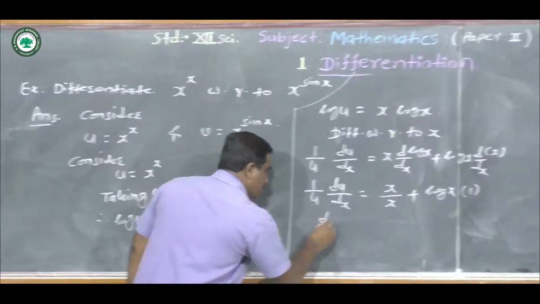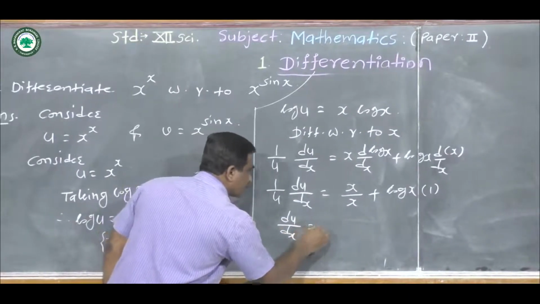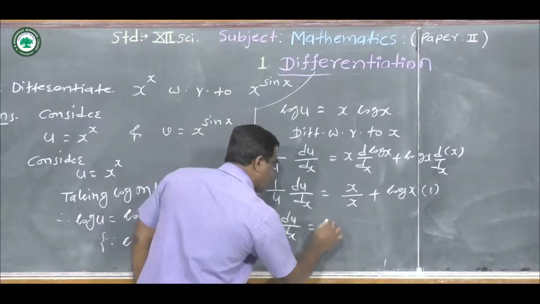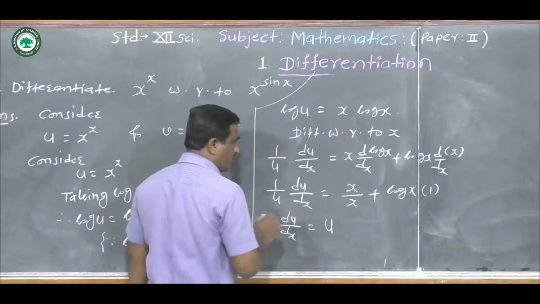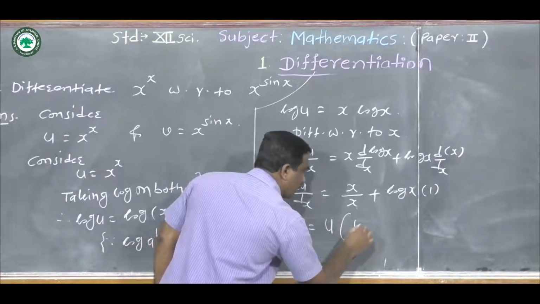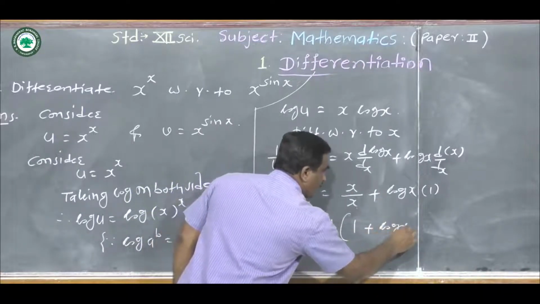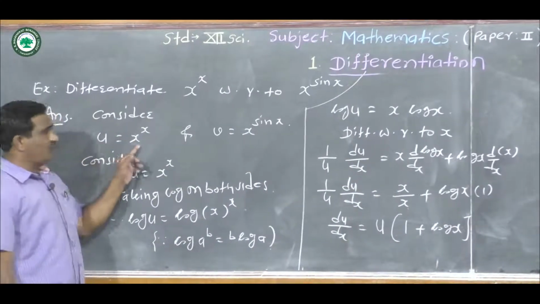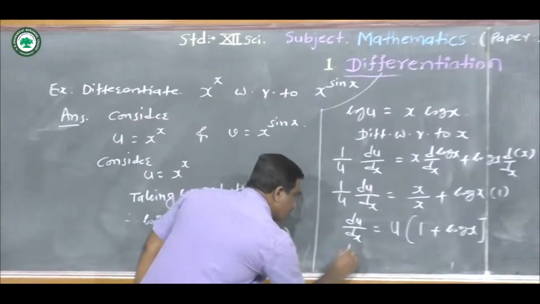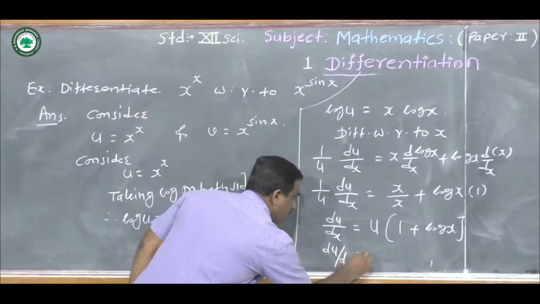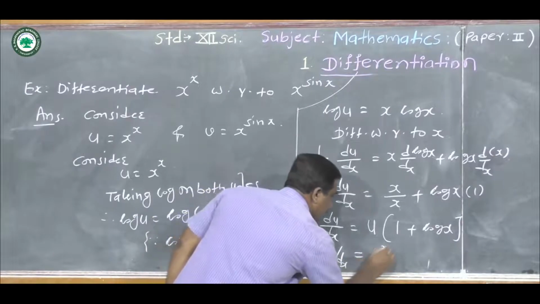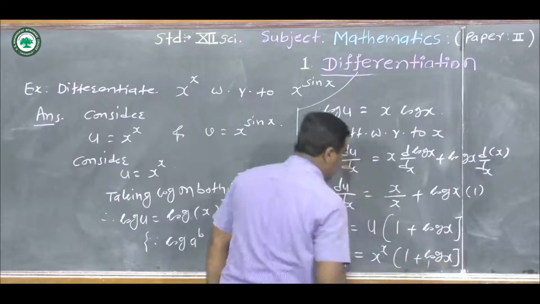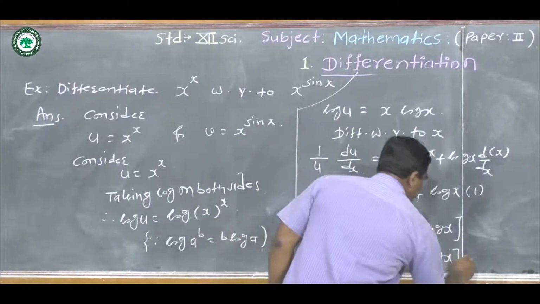That is, we can write here du by dx is equal to, take 1 upon u to the other side, this becomes in product form u into (x upon x, 1 plus log x). Now put here the value of u is equal to x raised to x. That is du upon dx equal to x raised to x into in bracket 1 plus log x. Say this as equation number first.